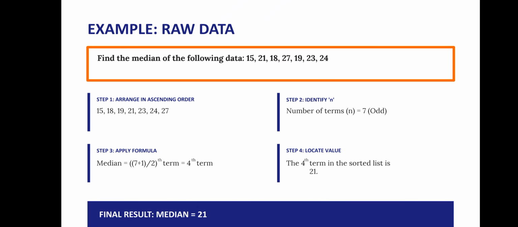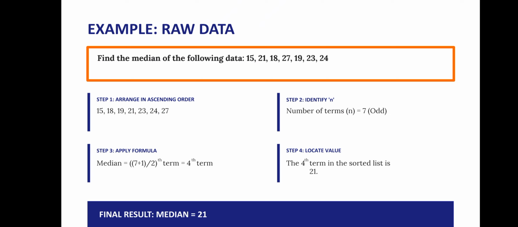Let's take an example to understand this. Find the median of the following data. You can see here there are 7 observations. First of all, we have to arrange them in ascending order. As we have arranged in step 1, the observations are 15, 18, 19, 21, 23, 24 and 27. As the value of n is odd here, we know that step 2.